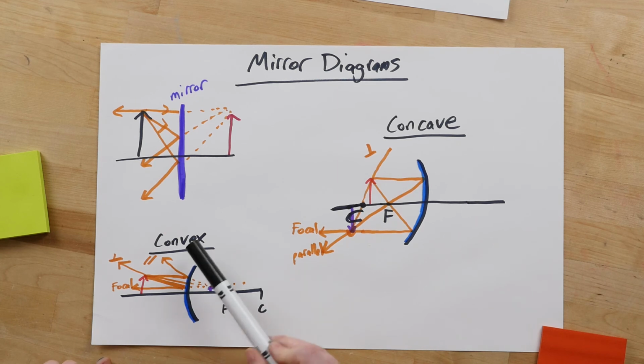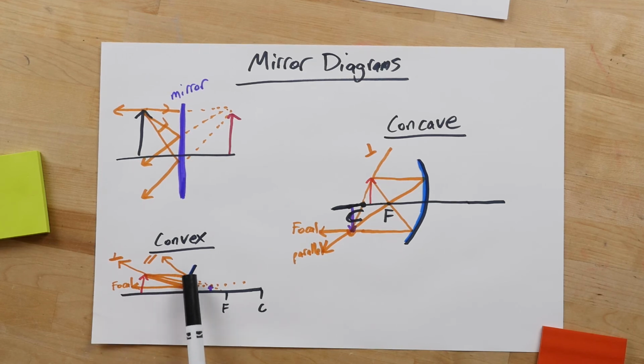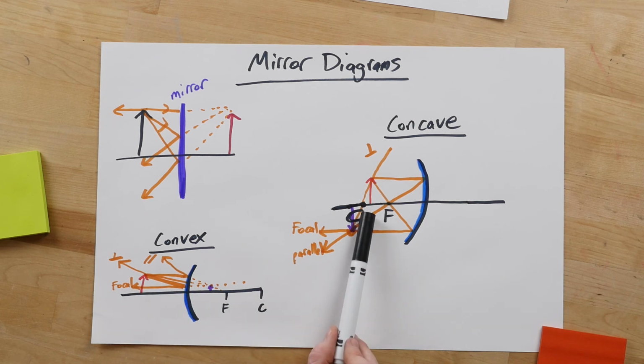For a convex mirror, we have the same principal rays following the same rules. The parallel ray comes in parallel and then reflects as if it were going through the focus on the other side, so it will diverge away. For the perpendicular ray, it goes through C, just like we saw up here, but it's not actually going to get to C because it's going to reflect back along its path.